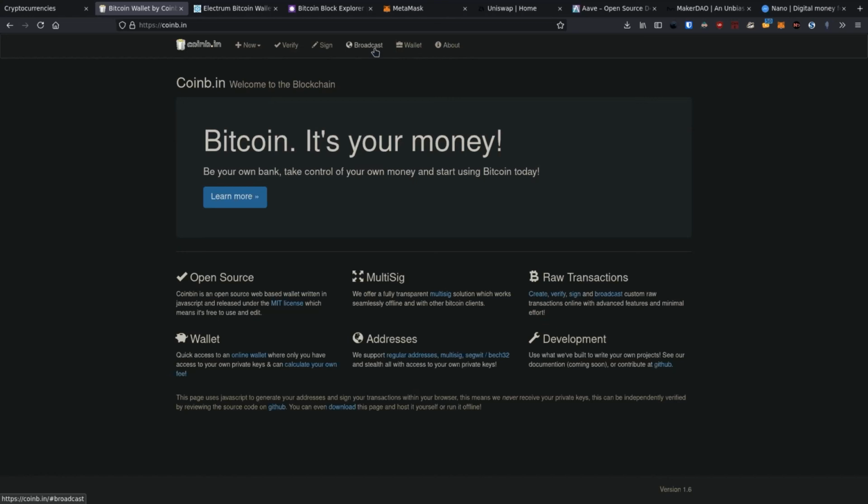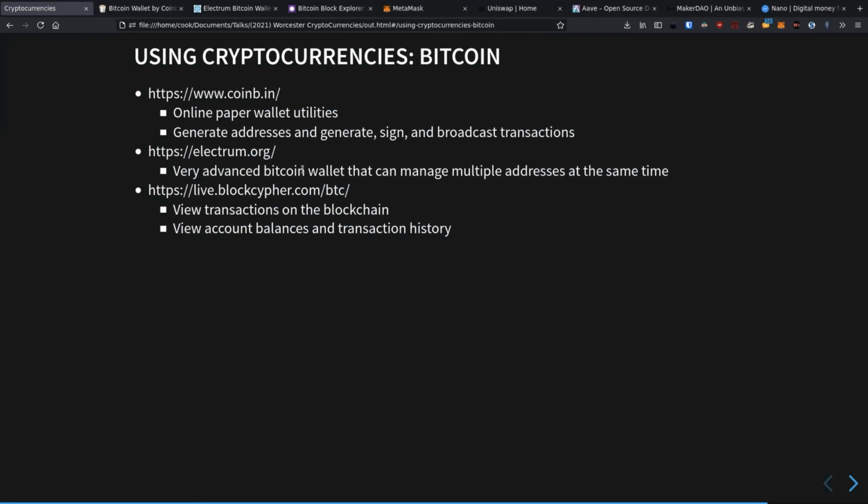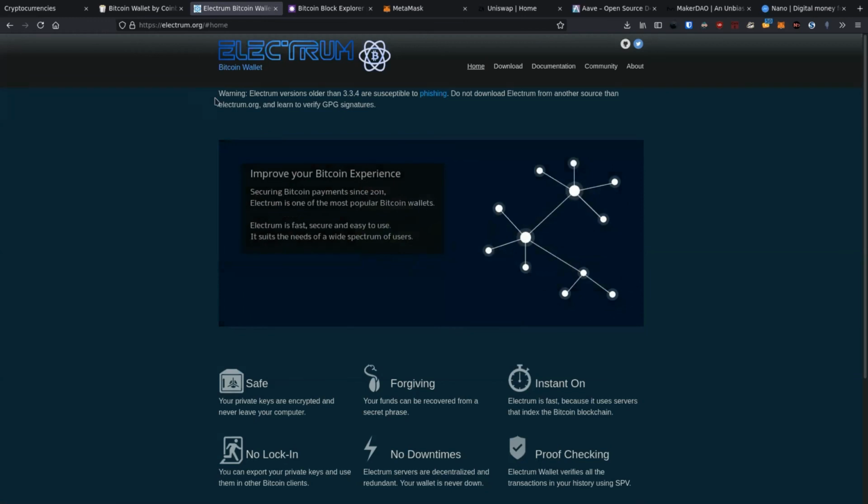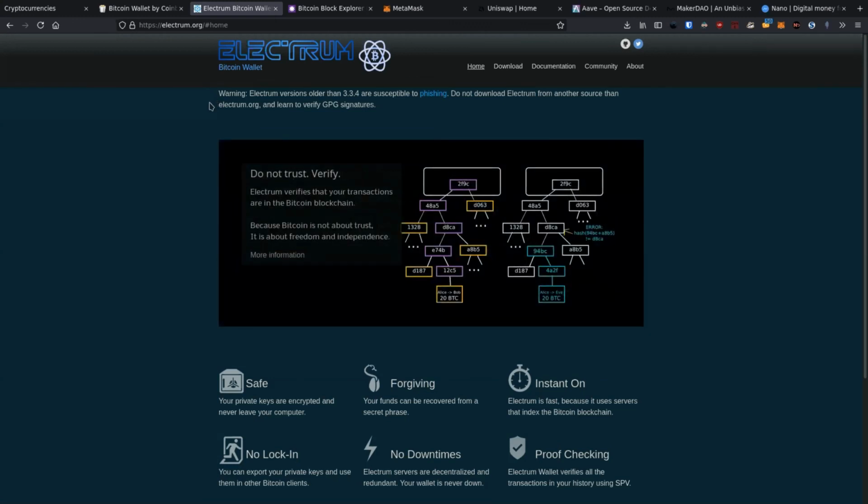There's also Electrum. If you're actually going to use Bitcoin, I do recommend Electrum. It's a software wallet. It's quite popular. I would say do your own research on which sort of software to use, because obviously people have lost their money through this, as we talked about earlier. So Electrum is a very good wallet.